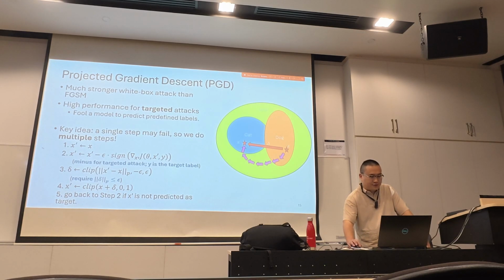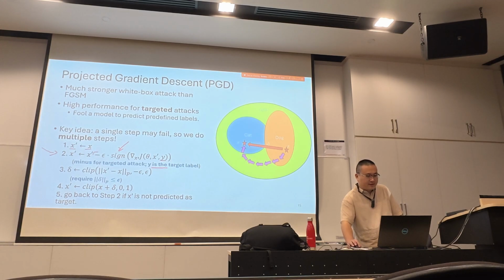And here is the pseudocode to implement PGD. We initialize the attack as the clean image at the beginning. Then we apply the targeted FGSM. Here, y is the target label, and we use the minus sign, so this is a targeted attack. After we run FGSM one time, we make sure that the attack is still within the required range.